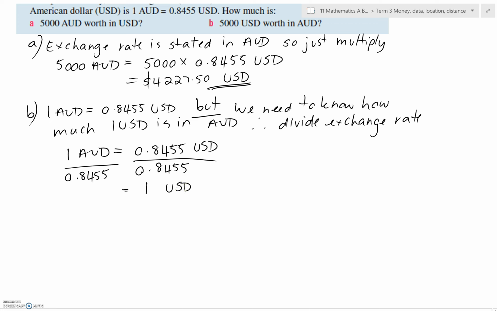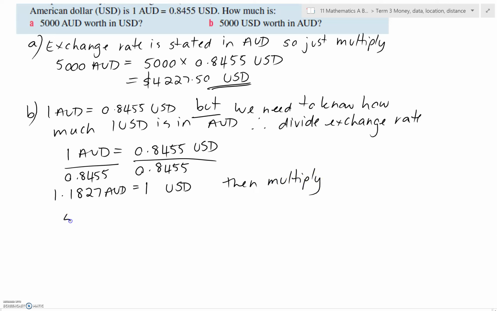Now we need to do the sum on the other side. 1 divided by 0.8455 means that that is 1.1827 Australian dollars. So all we've done here is convert the exchange rate so that we now know that 1 US dollar is going to give us 1.1827 Australian dollars. So now that we've got it like that, we just need to multiply like we did before.